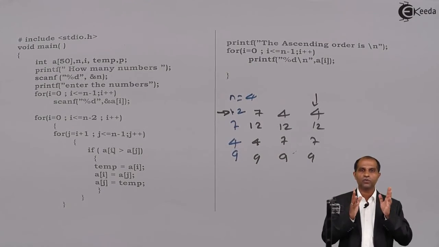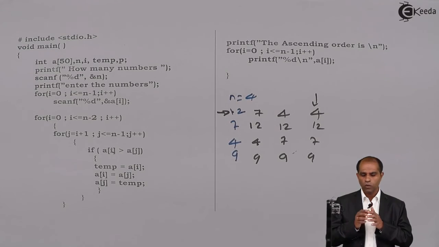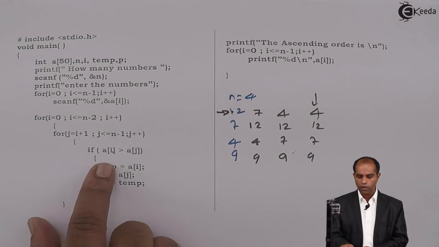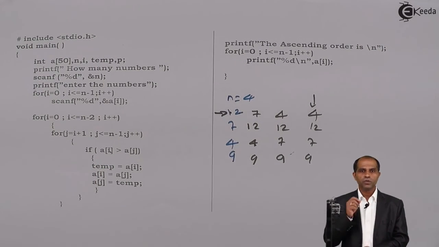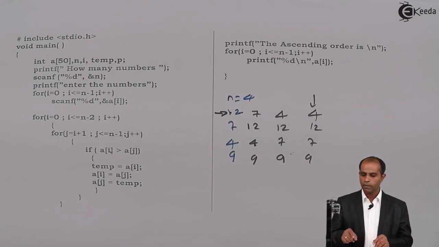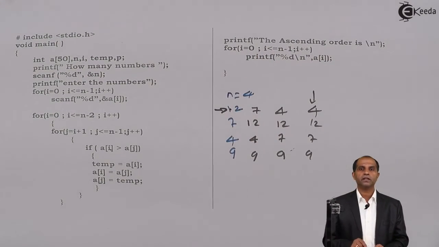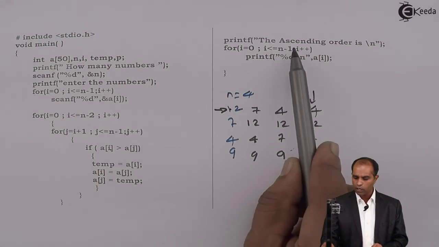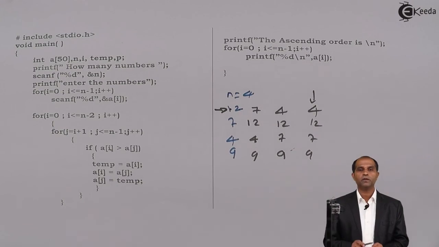If I ask you to modify this code for descending order, there will not be much change. What I need to do is, instead of asking the question A of I greater than A of J, you should ask the question A of I less than A of J. Automatically the entire program remains the same, and then I can use this particular technique. So I can say, instead of ascending order, I should say descending order, and then display this particular value.